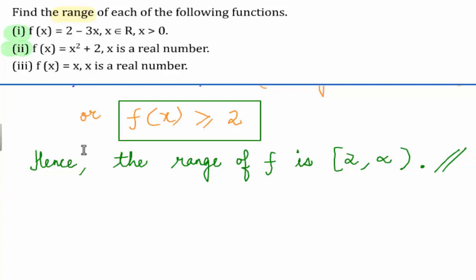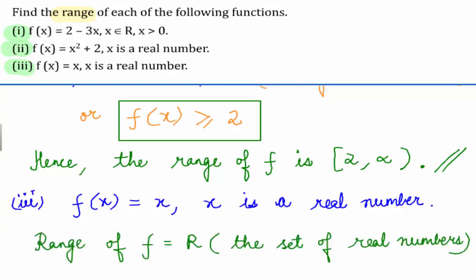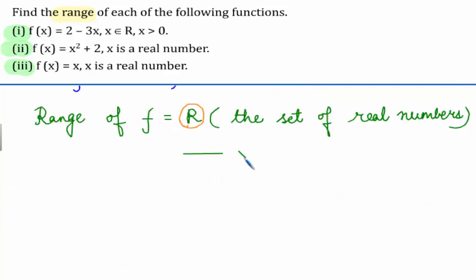Let us now consider the third function which is given to us. The third function is given as f of x is equal to x, where x is a real number. Since f of x is equal to x for all real x, range of f will be equal to R, the set of all real numbers. So with this we come to the end of the solution of this question.